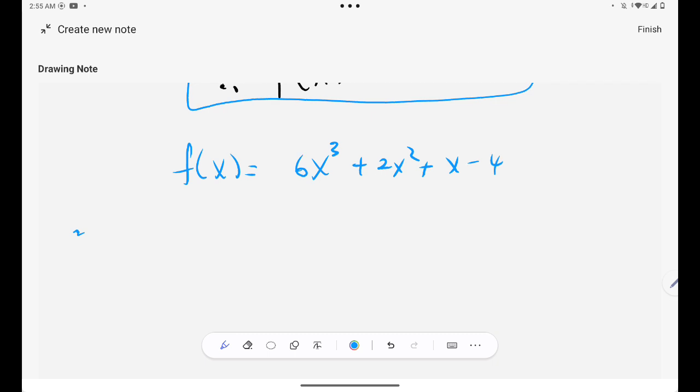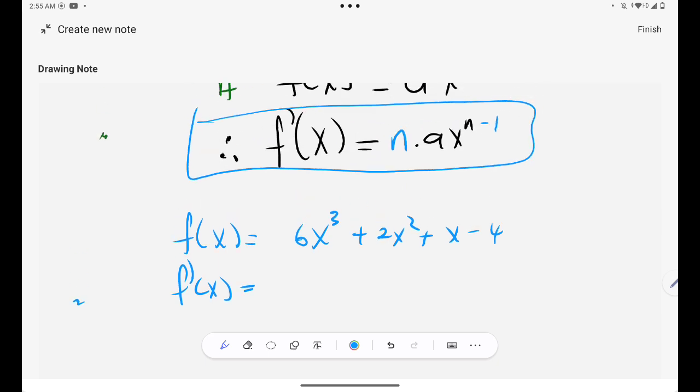Determine the derivative. You don't have to do first principle if they didn't ask you to do so. Are you together? You'll get to the same answer. First principle, you are just taking a longer route. So you'll just use this rule.